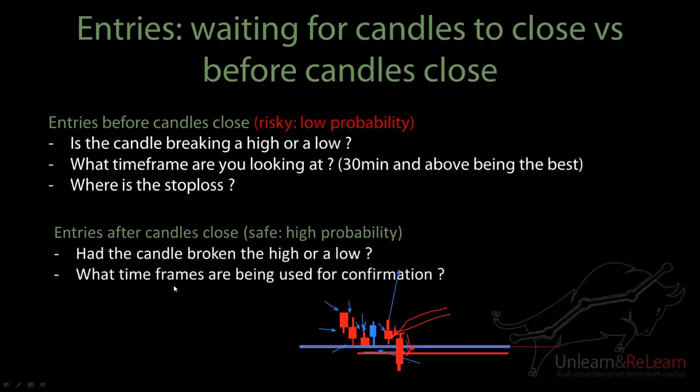We talked about time frames here, what time frame is being used for confirmation. Again, the 30-minute time frame is really, really important. We talked about stop loss, where you place a stop loss. Traditionally, I put stop losses above and below the 30-minute or the 1-hour candles. That's where I put my stops. It's very, very essential here.